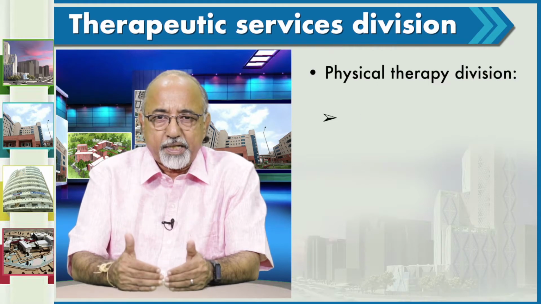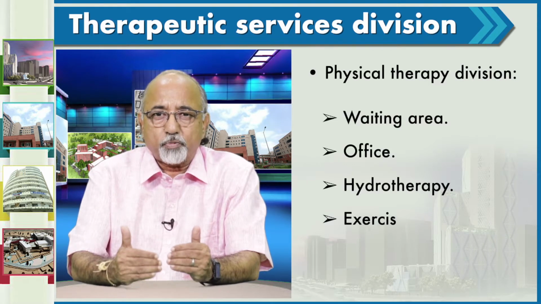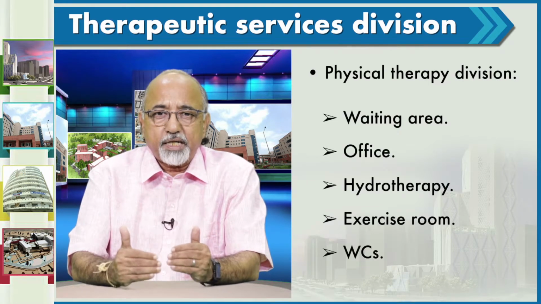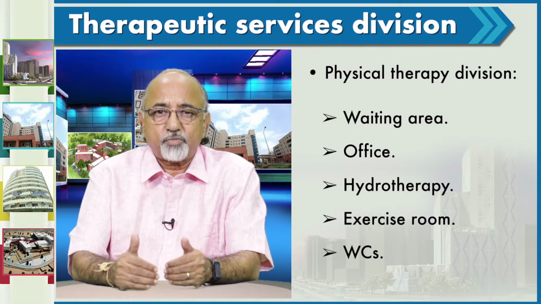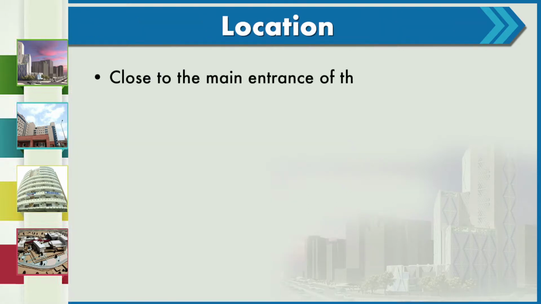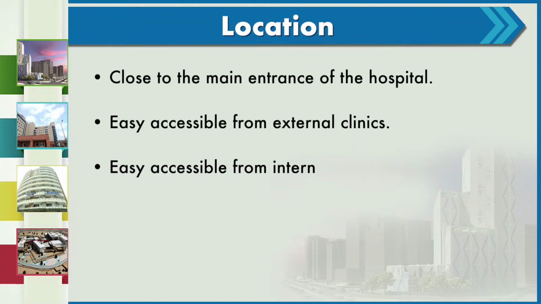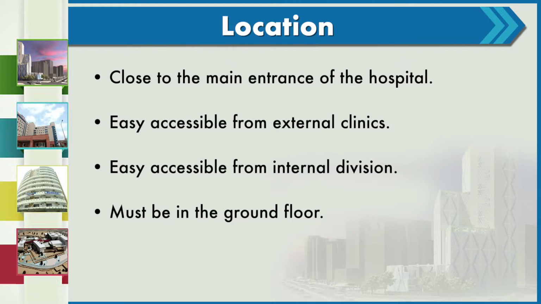So now we come to the divisions of the therapeutic services areas. The physical therapy area has the following components and divisions: the waiting areas, the office, the hydrotherapy areas, the exercise rooms, and the washrooms. The location should be close to the main entrance of the hospital, easily accessible from the external clinics, easily accessible from the internal divisions, and should be on the ground floor.